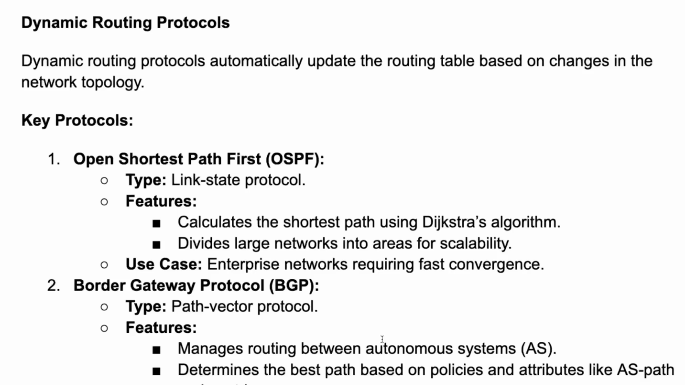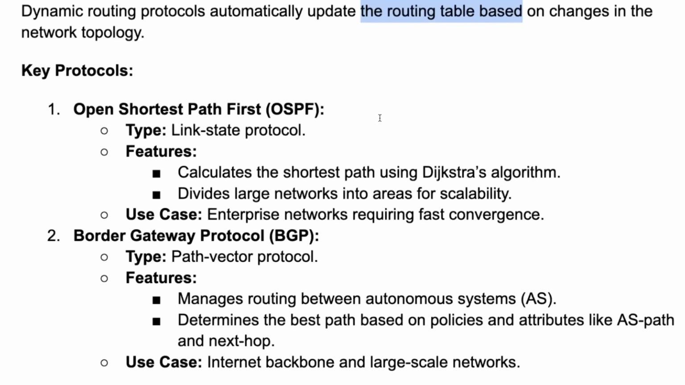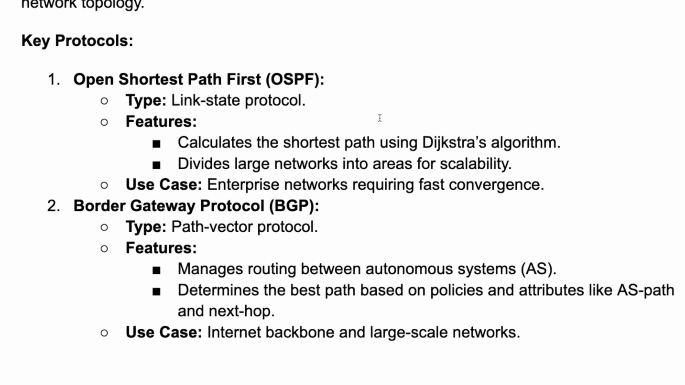Dynamic routing, on the other hand, is automatic. Dynamic routing protocols automatically update the routing table based on the changes in the network topology. The Open Shortest Path First is something that we've already discussed. This is one of the key protocols, and it's a link state protocol, and it calculates the shortest path using, oh my god, I'm going to destroy this, I'm not going to be able to pronounce this, Dijkstra, we'll just call it that.